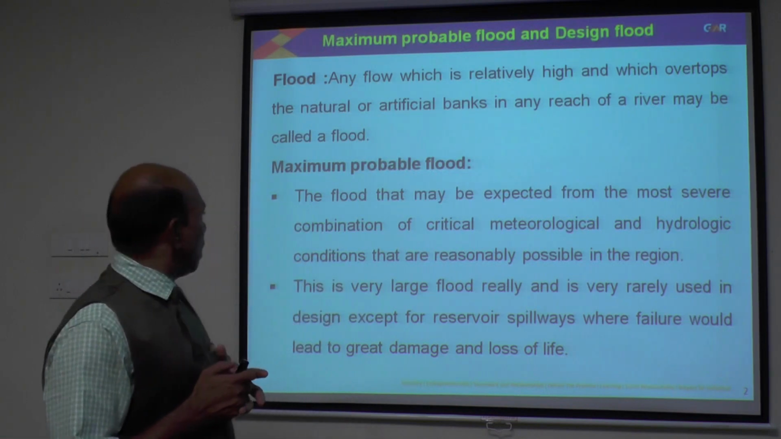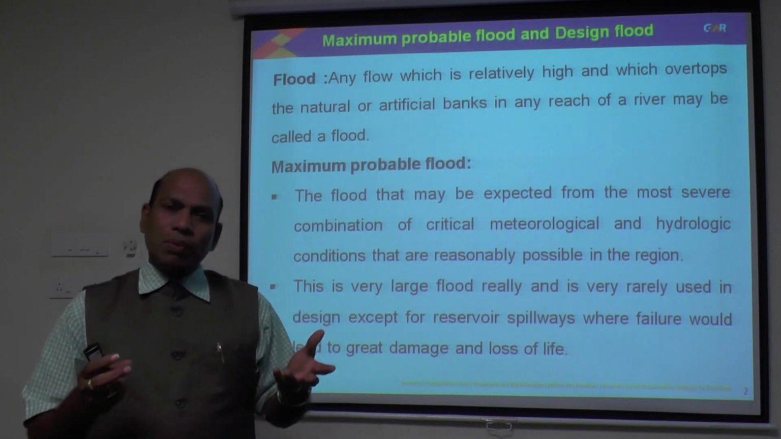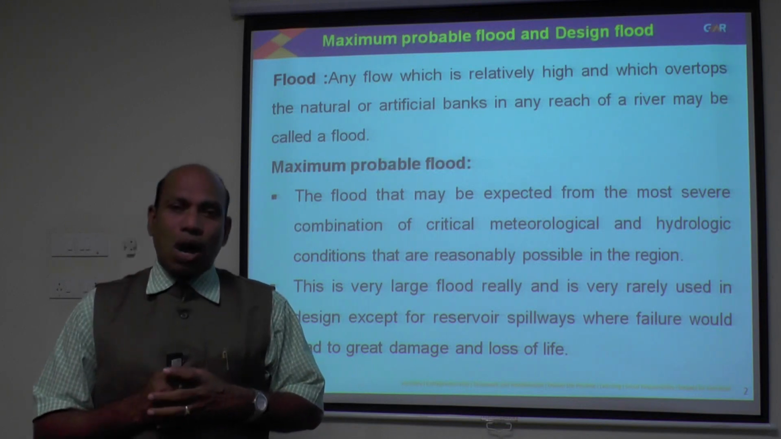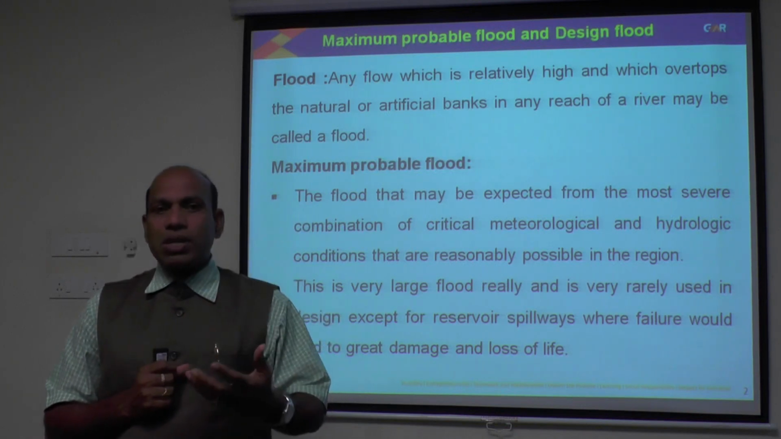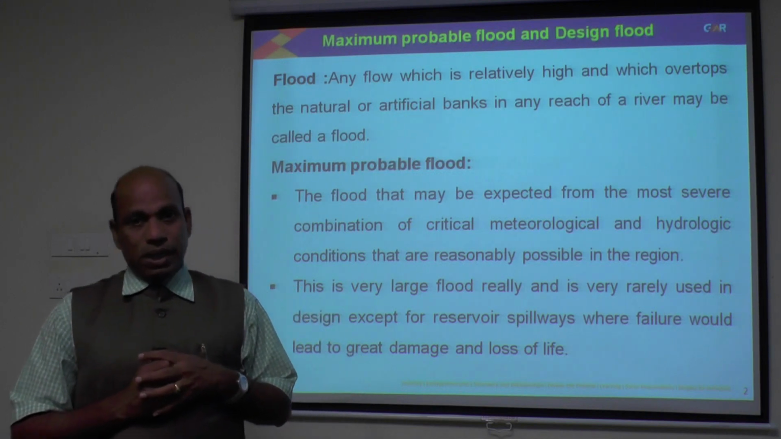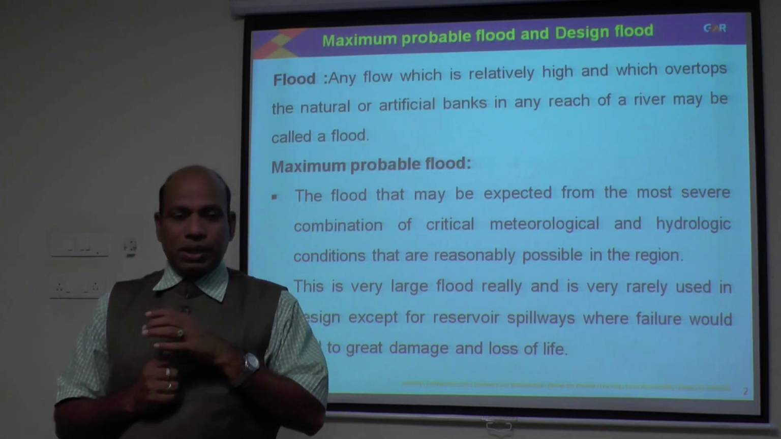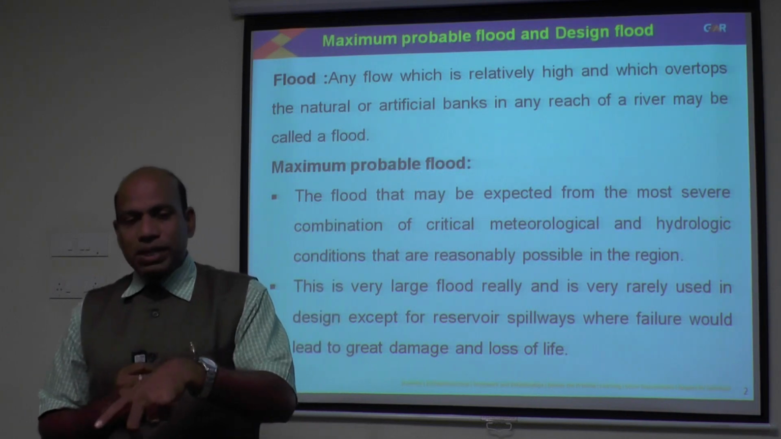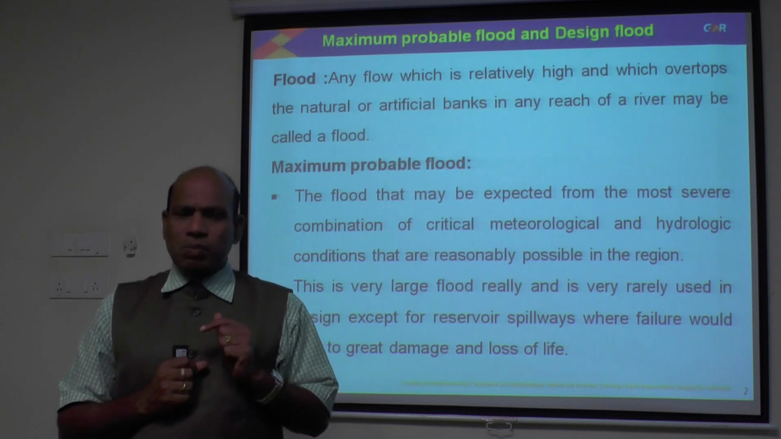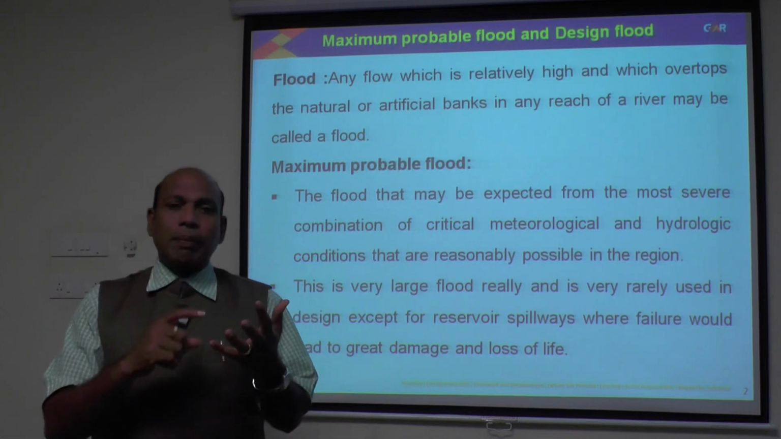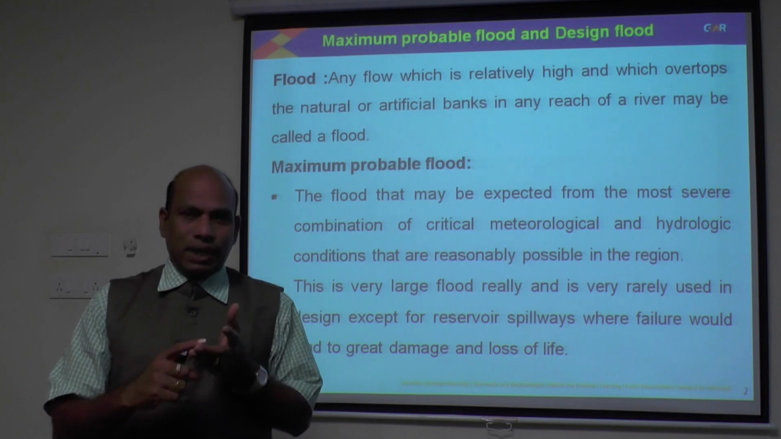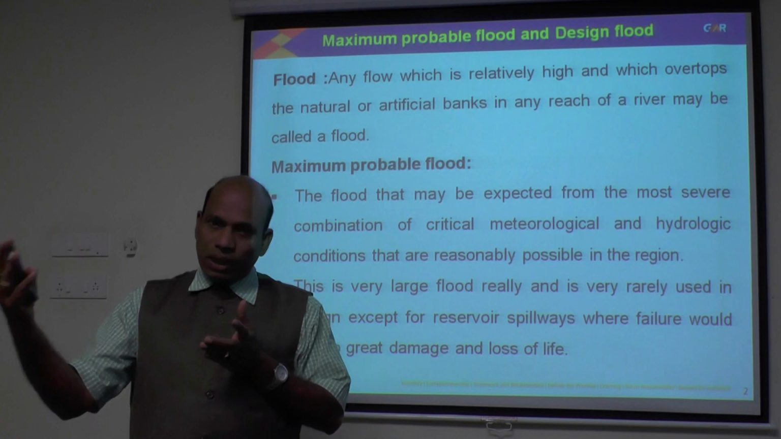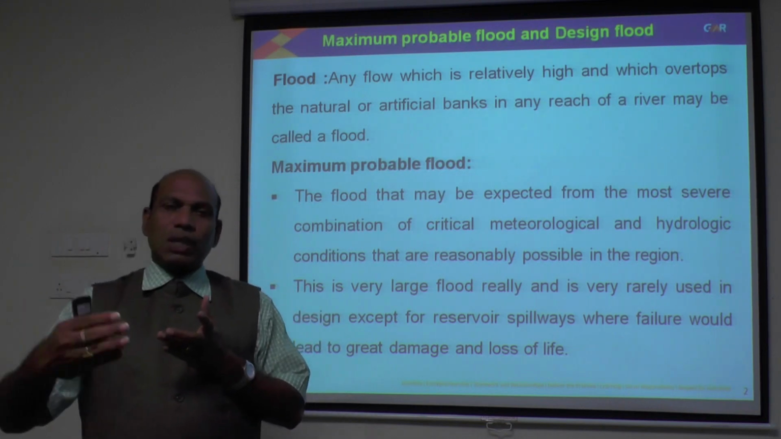The next one is the maximum probable flood. Maximum probable flood is also a flood, expected from the most severe combination of critical meteorological and hydrological conditions. Here, most severe combination means two heads. One is the meteorological conditions, another is the hydrological conditions. Meteorological conditions, as I already told you, are temperature, wind speed and humidity. Hydrological conditions are the velocity and intensity of rainfall and the characteristics of that particular catchment area.